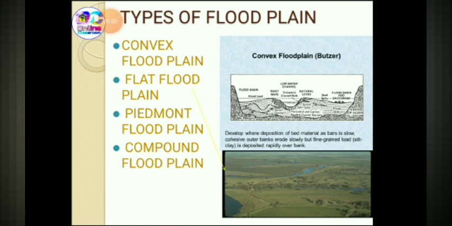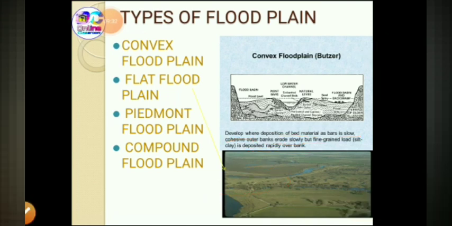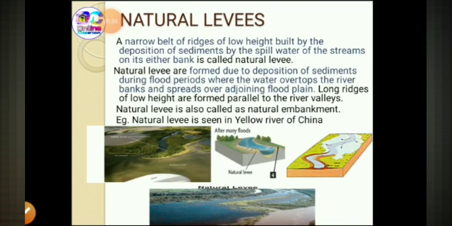The complex floodplain is developed due to the deposition of the bed materials as bars. Slow, cohesive outer banks erode slowly, but finely grained loads are deposited rapidly in one bank. This is an example of a convex floodplain, while the flat floodplain is formed in these areas. This shows a characteristic of the flat floodplain.